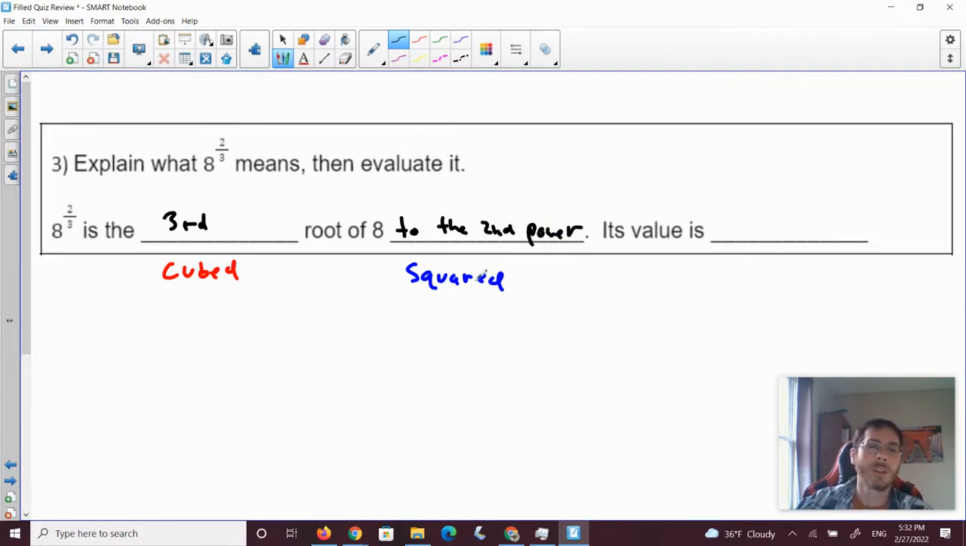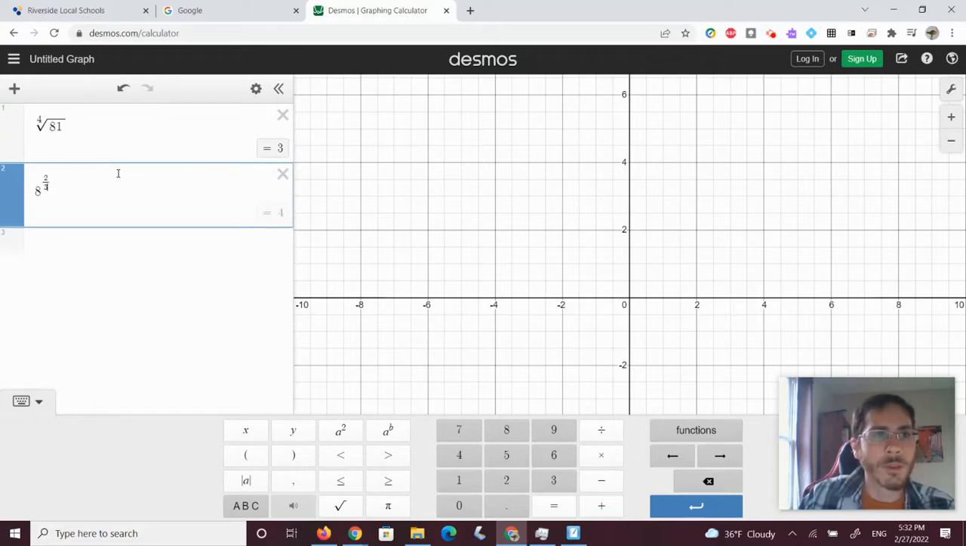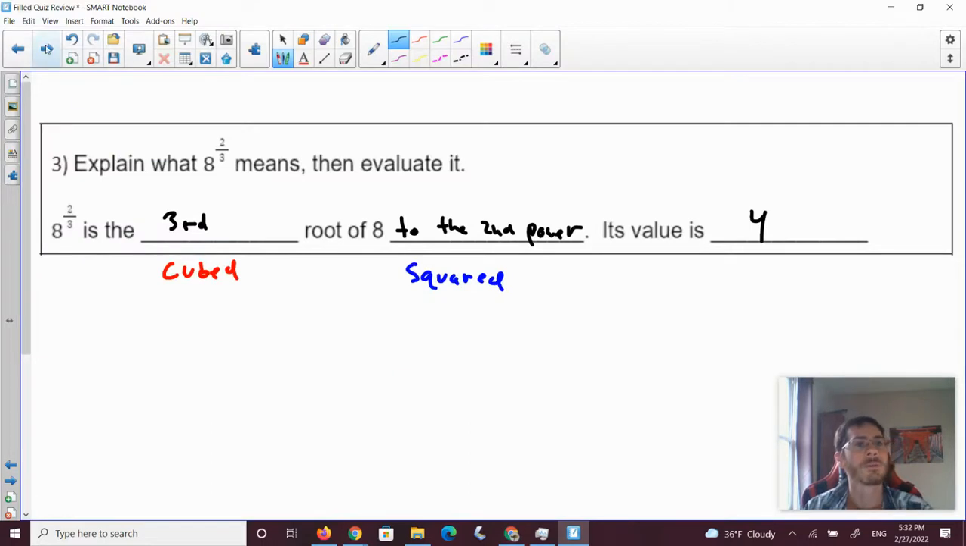The vocab words are a little bit easier because there's a little bit less to write, but it's your choice. Its value is, well, the cube root of 8 is 2, and then 2 squared is 4, so its value is 4. If I didn't know what value that was, I could type that in, 8 to the 2/3 power, and we see it's just going to be 4. Since the 3 on the bottom, the denominator, is odd, we know it's not a plus minus. It's just a regular answer, whatever the answer is.